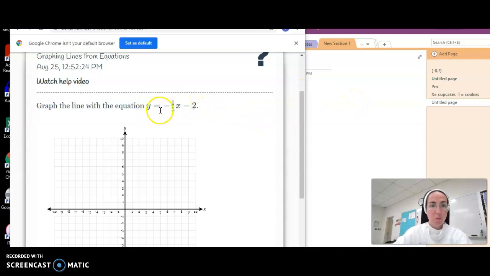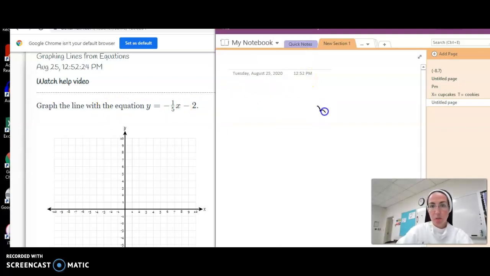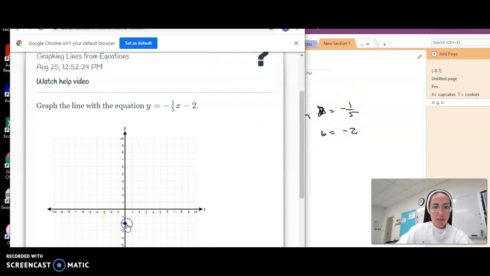So this line, y equals -1/5 x minus 2, is already in slope-intercept form. So our slope is -1/5, and my intercept is -2. m is what we use for slope, b is what we use for intercept. So we know the intercept is going to be right here, -2. But what does a slope of -1/5 look like?